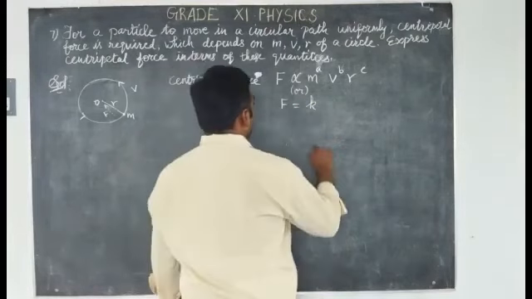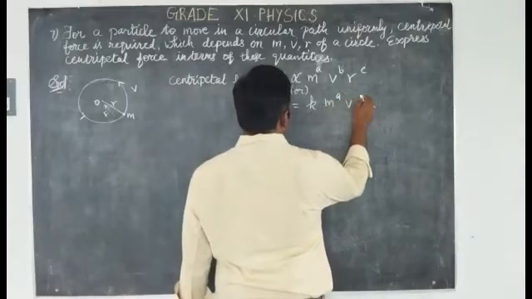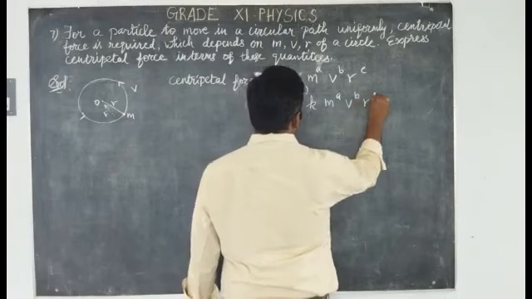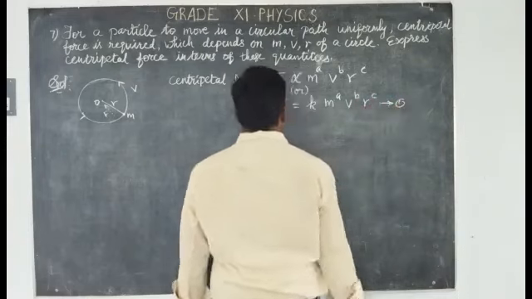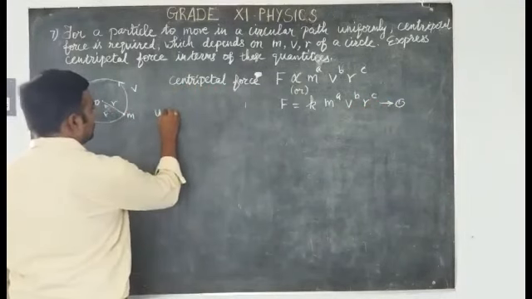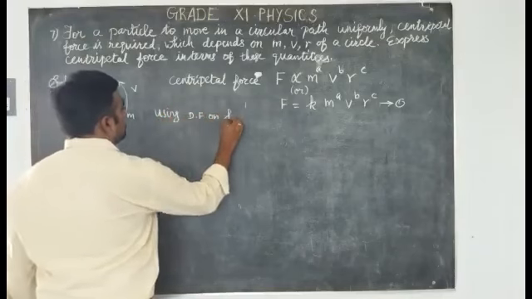So F is equal to k into m power a, mass power a, velocity exponent b, and radius exponent c. This is equation number 1. In this equation, we use the dimensional formula on both sides.